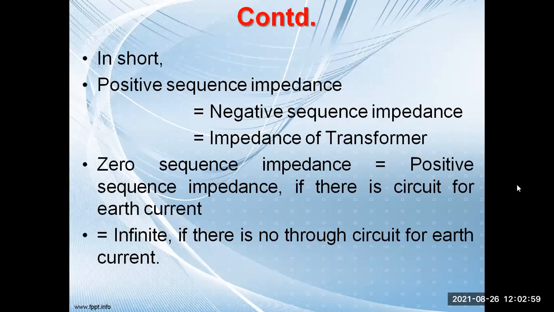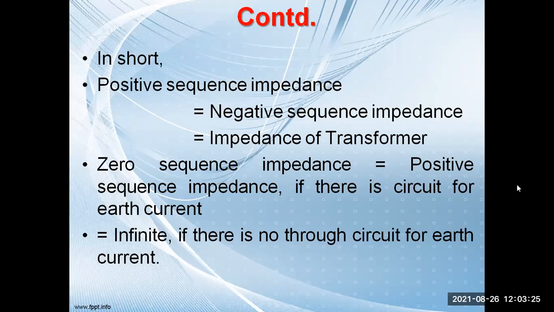So in short, for the transformer, the positive sequence impedance is equal to the negative sequence impedance, and that is equal to the impedance of the transformer, and the zero sequence impedance is equal to the positive sequence impedance if there is a circuit for earth current, and is infinite if there is no through circuit for the earth current. So let us say you have a delta connected circuit. What should be the zero sequence impedance in that case? Please tell me.